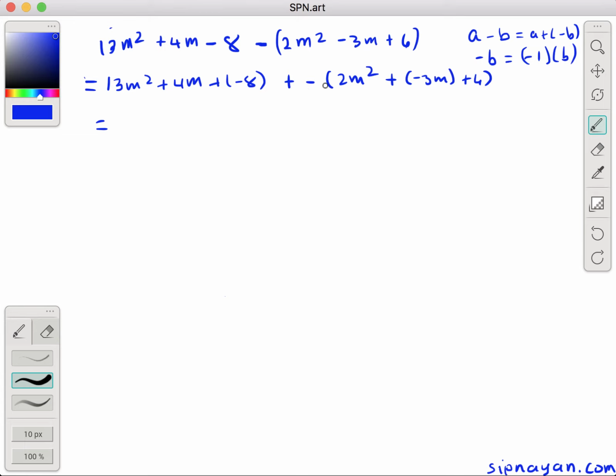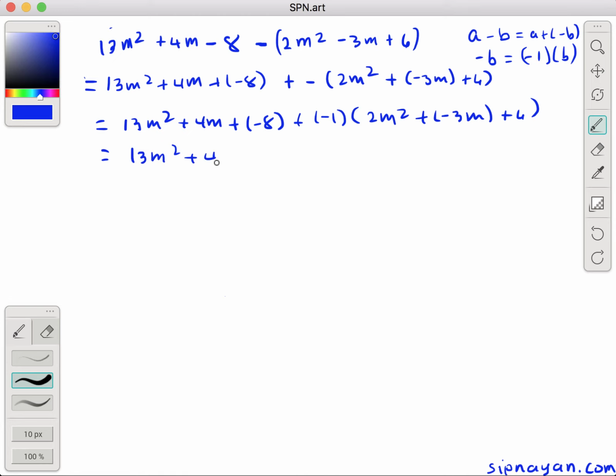We can multiply this by negative 1 kasi negative 1 nga yan, di ba? So, 13m squared plus 4m plus negative 8. So, magiging negative 1 yan, di ba? Plus negative 1 times quantity, 2m squared plus negative 3m plus 6. No? So, multiply natin yung negative 1 dito sa polynomial na to. Para we use the distributive property. So, this becomes 13m squared plus 4m plus negative 8 plus negative 1 times 2m squared is negative 2m squared.